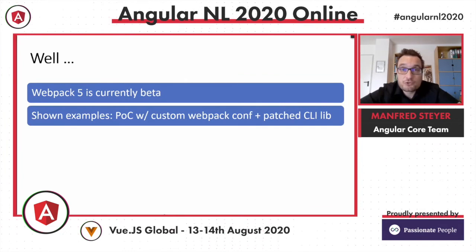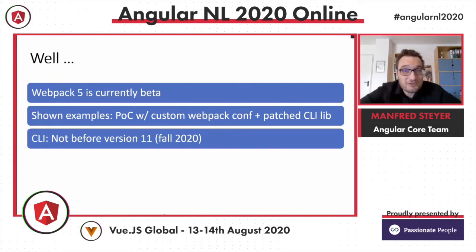The examples I've shown here are a proof of concept using a custom Webpack configuration, as you've seen, and a patched version of the CLI. Because, of course, the current stable version of the CLI is using the current stable version of Webpack, which is Webpack 4. And I assume you don't want to use a patched CLI version for production, and very likely you will not like to use a custom Webpack configuration for production.